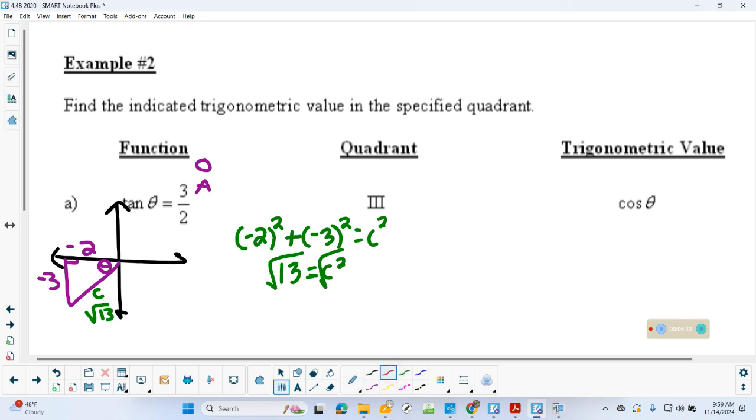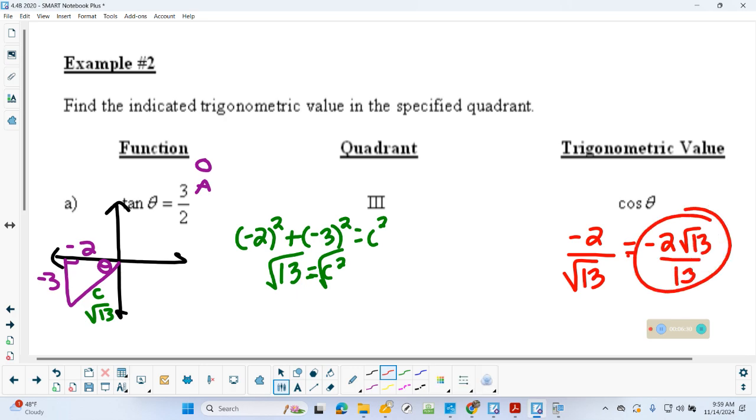I need the sides for cosine. So, of course, adjacent, -2, over hypotenuse, our very lovely root 13. And let's just do a little rationalizing, circle it up, and we'll be done. I like this. Only one answer, not all 6. They tell you where to draw it. Easy peasy. Any questions I can answer on that one?